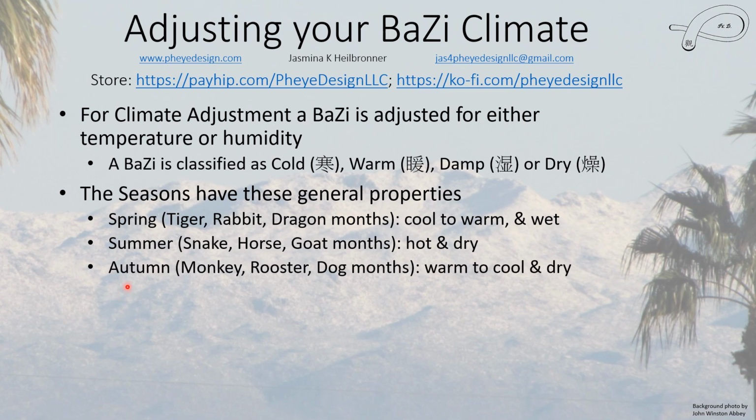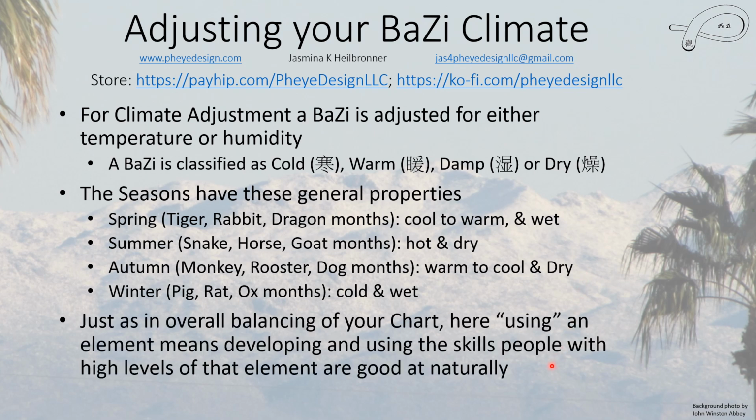The autumn months are the monkey, the rooster, and the dog months, and this starts out warm, goes to cool, and it's dry. That's its general character. And the winter months are the pig, the rat, and the ox months, and this is cold and wet. So you can pretty much tell what is needed. It's really the hot and the cold that need temperature adjustment, and the spring and autumn are roughly okay on temperature, so they need the humidity adjustment.